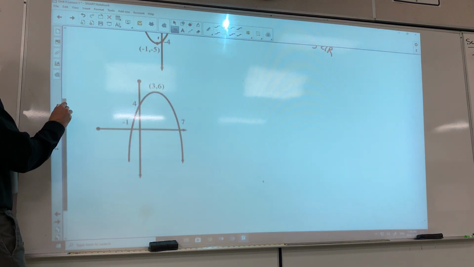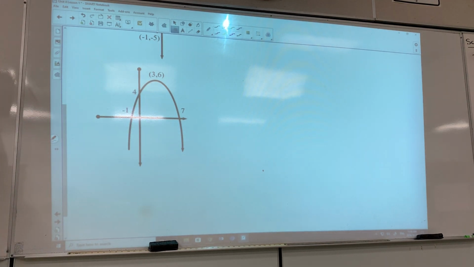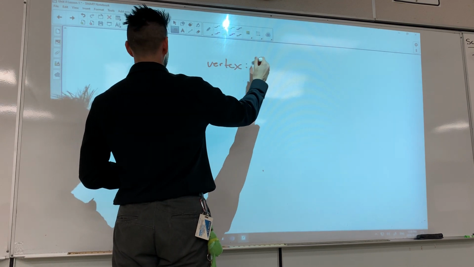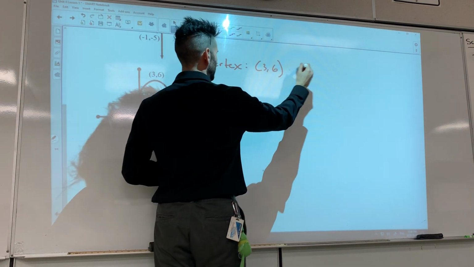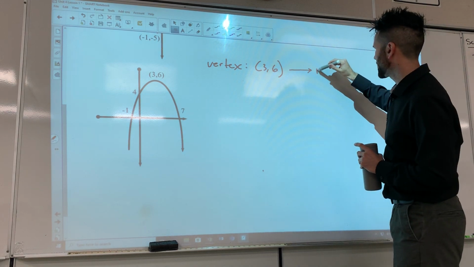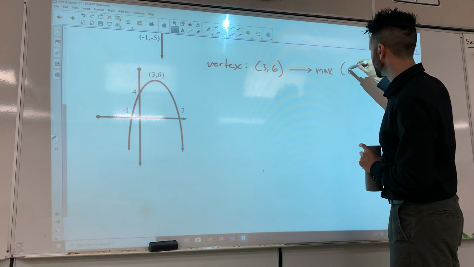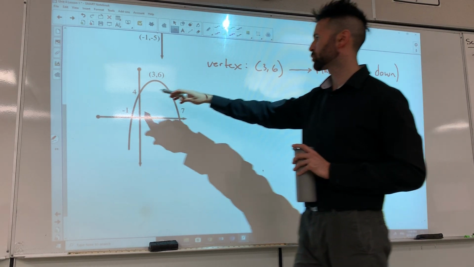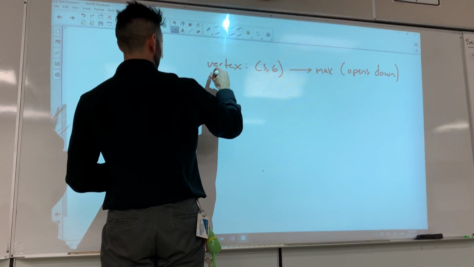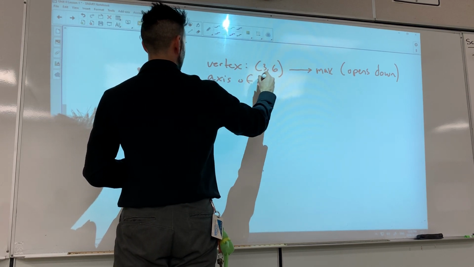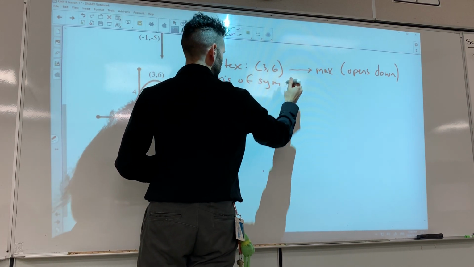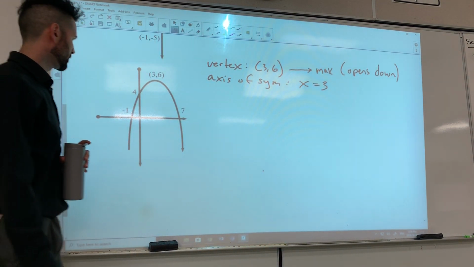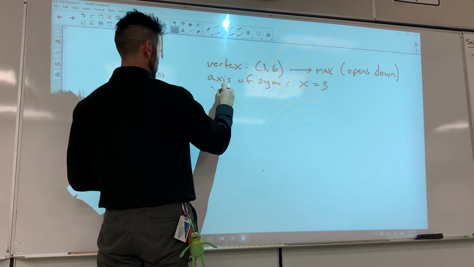Anyways, let's do exactly the same thing for this. Alright, so vertex: 3, 6. Is it a maximum or a minimum? It's a max, and you want to write opens down. That's the reason why: it's the highest y value you'll ever get. What else? The axis of symmetry. What do you guys think? x equal 3. It's always the x value of the vertex. What else have we got? x-intercepts.